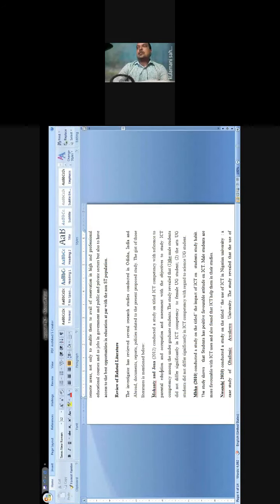Likewise, there is another study I have reviewed and would like to focus on here. Bhap, 2010, conducted a study titled "The Impact of ICT on Student Study Habit." The study shows that students have a positive, favorable attitude toward ICT. Male students are more favorable toward ICT use, and it was also found that ICT helped them in their studies.